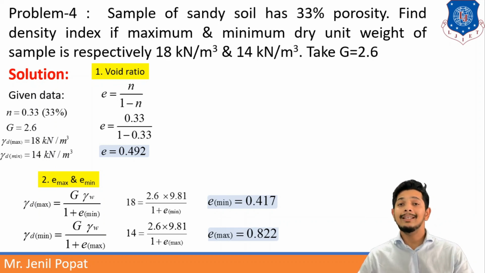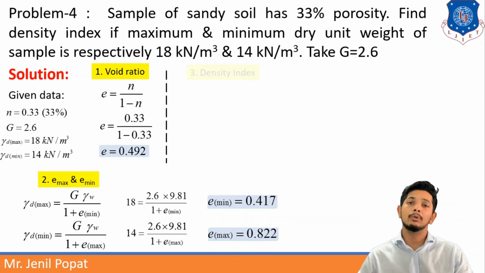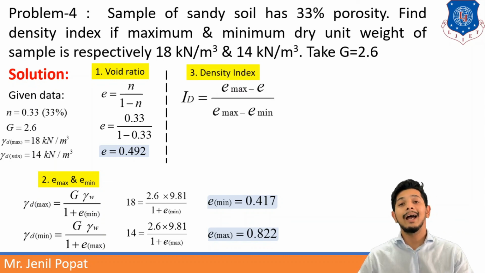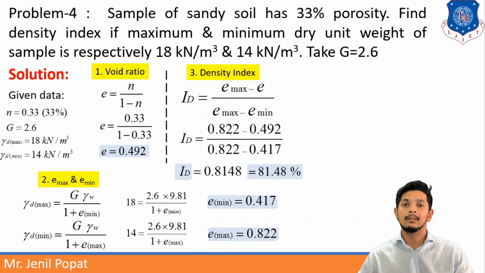Here, I am getting E minimum and maximum now. I am having E already, so I can go to density index as ID is equal to E max minus E upon E max minus E minimum. Here, I am putting E maximum, E minimum and E values, so I can get ID density index as 0.8148, or I can write in percentage 81.48 percentage.